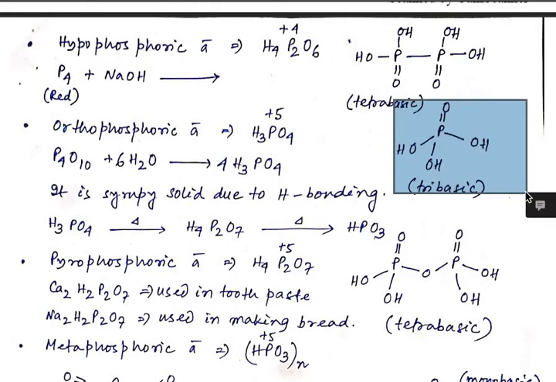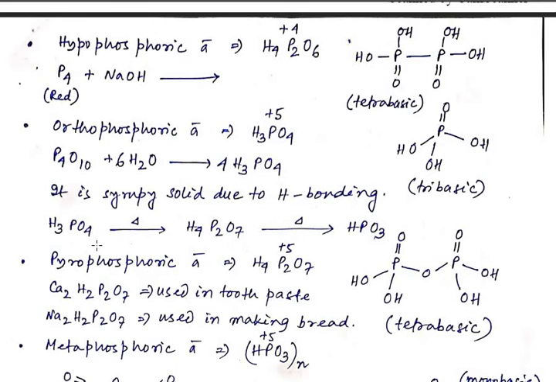So that is the structure of orthophosphoric acid, and from that structure it is very easy to know that it is tri-basic in nature. Orthophosphoric acid is tri-basic because 3 OH groups are there. So how can I synthesize it? Suppose I have P4O10. When P4O10 reacts with water, it forms H3PO4, and it is a syrupy solid due to the presence of hydrogen bonding.